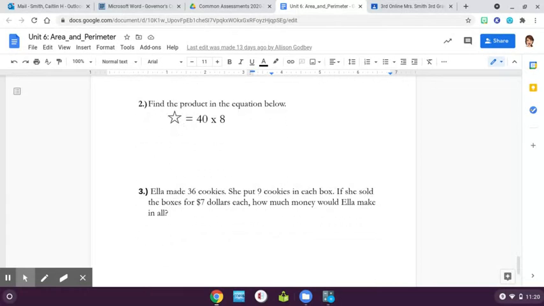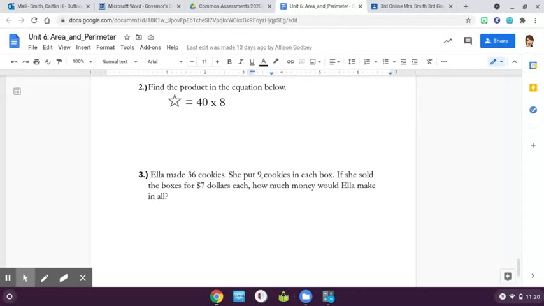And question 3, Ella made 36 cookies. She put 9 cookies in each box. If she sold the boxes for $7 each, how much money would Ella make in all?